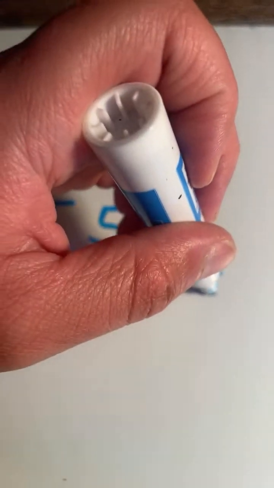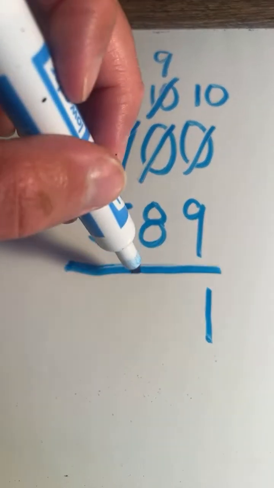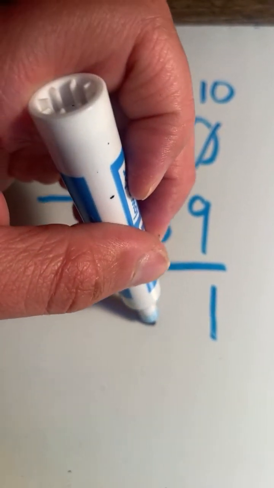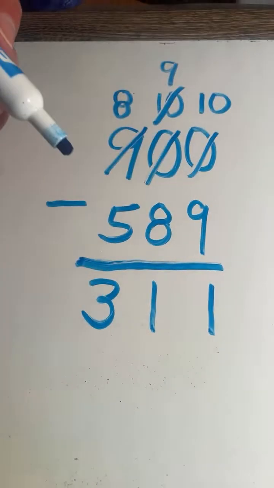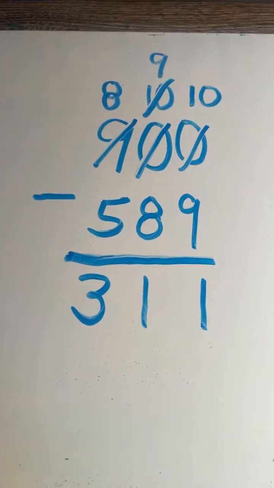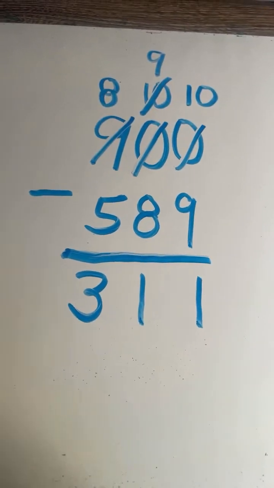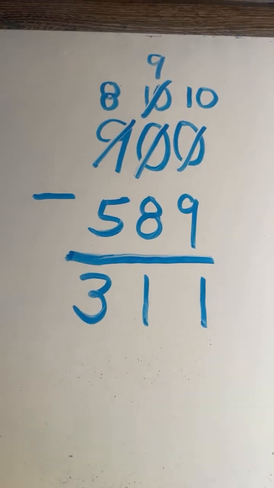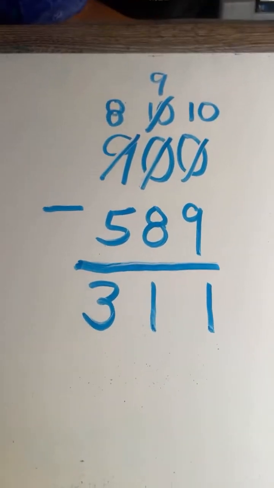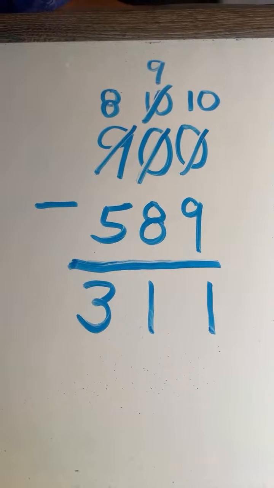10 minus 9 equals 1. 9 minus 8 also equals 1. 8 minus 5 equals 3. And we have our final answer, 900 minus 589 equals 311. Shout out to everybody that got the correct answer in the chat.